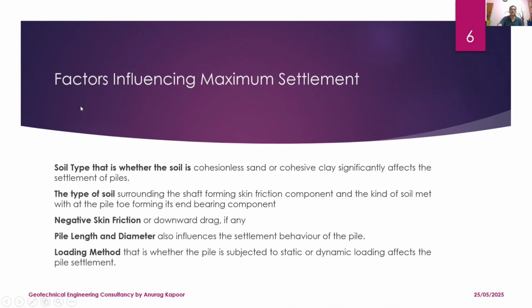Now, third factor, that is the factors influencing maximum settlement. What are those factors? The soil type, that is whether the soil is cohesionless sand or cohesive clay. These kinds of soils significantly affect the settlement of piles. The second is the type of soil surrounding the shaft forming the skin friction component, and the kind of soil met with at the pile tip forming its end bearing component, which ultimately decides the settlement produced for the tested pile.